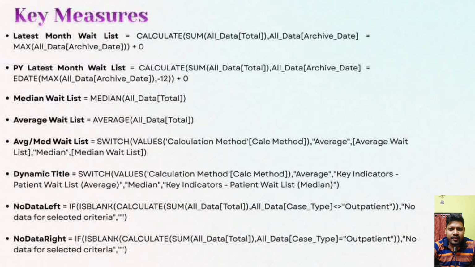Behind the scenes, I created several DAX measures to power the dashboard. This includes calculations for the latest month waitlist, previous year comparison, median and average waitlist, and dynamic titles that change based on the user selections. I also built in error handling to display helpful messages when no data matches the selection criteria.